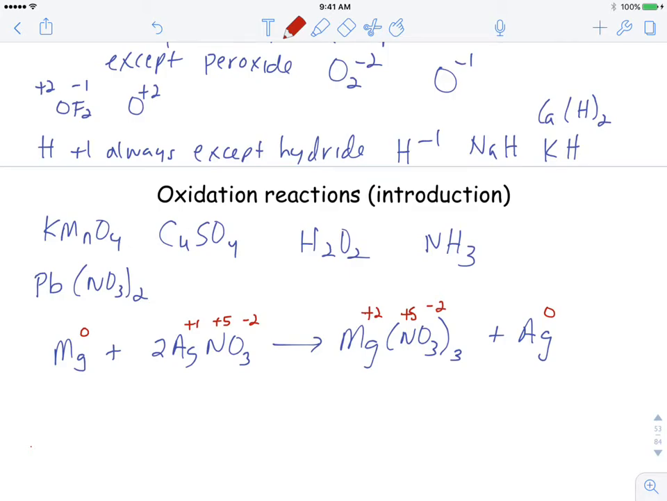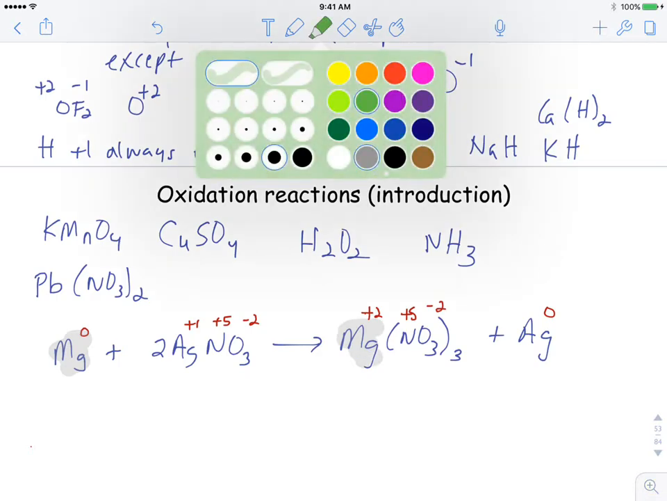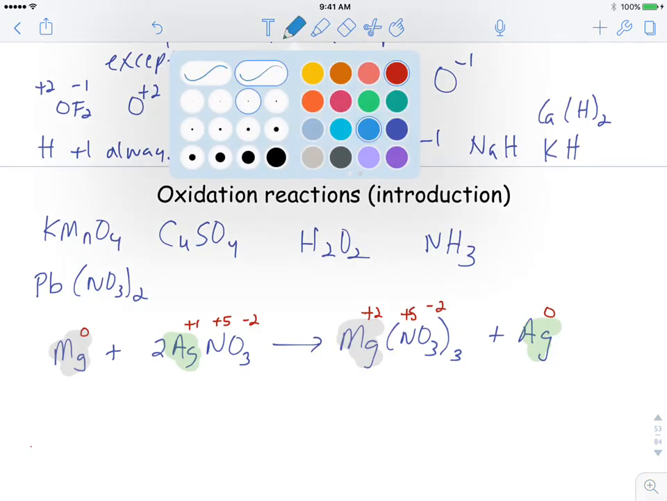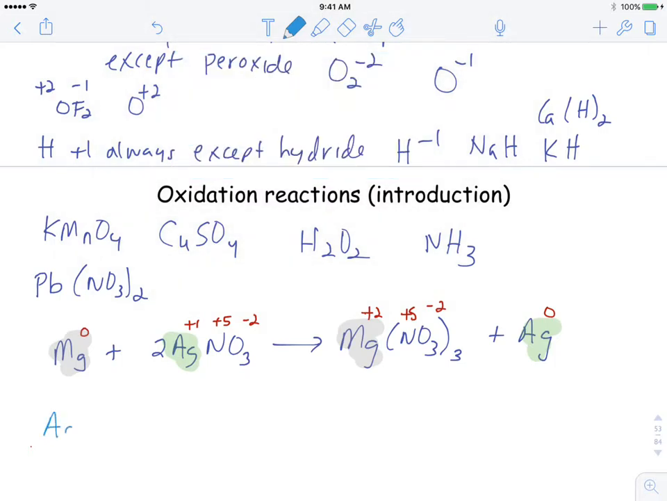Notice an element by itself is 0. The Mg is in group 2. In a compound it becomes +2. The oxygen is not with one of its exceptions, it's -2. The nitrogen didn't change. The second thing that I do is I look for elements that change their oxidation number. I notice that magnesium changed, and I also notice that silver changed. And I write what's known as half reactions. So for this, I would have my Ag+, I pull it out of the formula, and I have it go to Ag0.